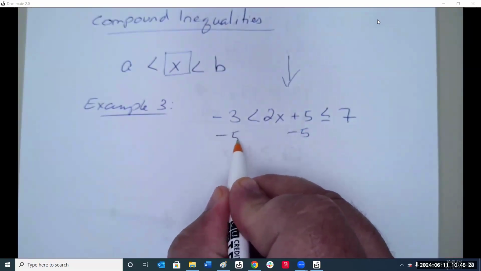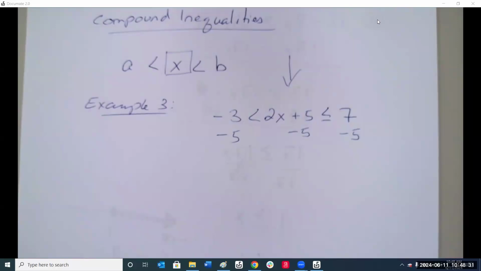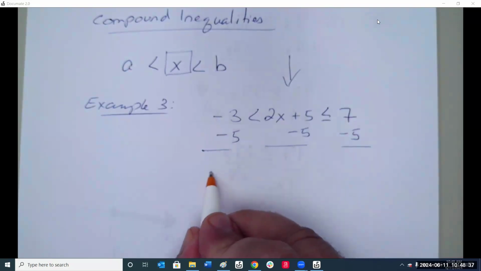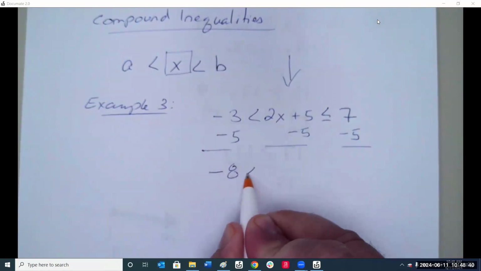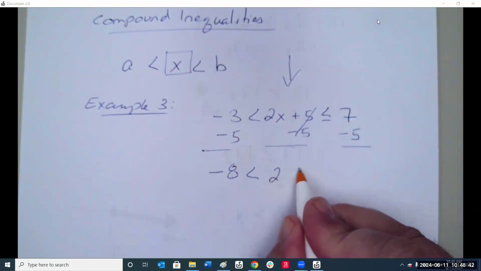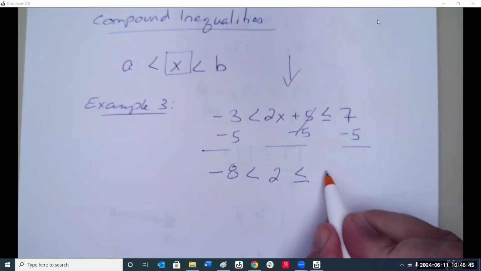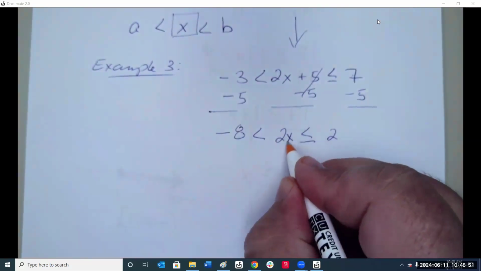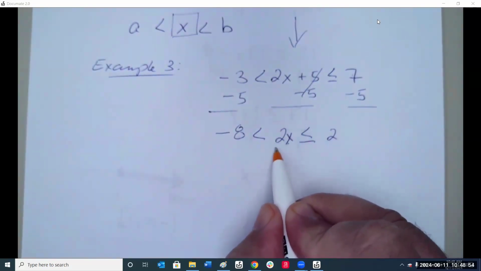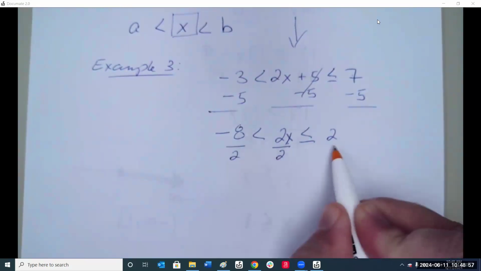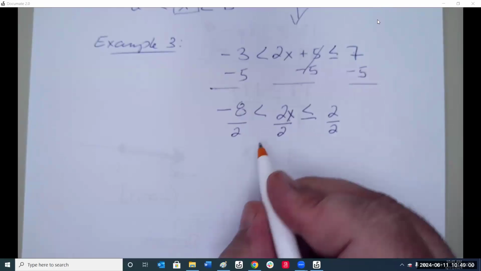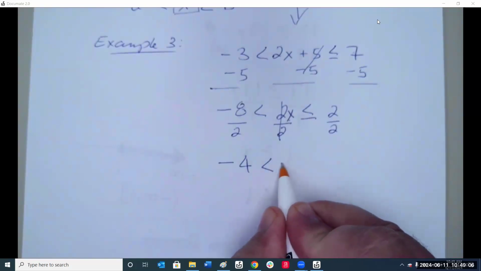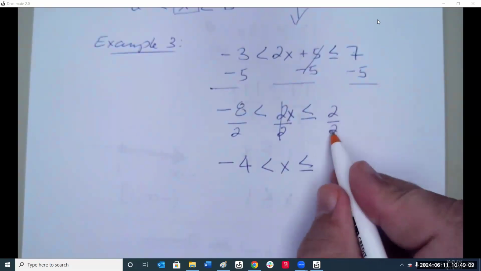Whatever you do in the middle, you have to do to the other two sides. Negative 3 minus 5, my answer is negative 8. The 5's cancel. 7 minus 5 is 2. So to get the x by itself, we have to divide everybody by 2. Negative 8 divided by 2 is negative 4, is less than x, is less than or equal to 2 divided by 2 is 1.